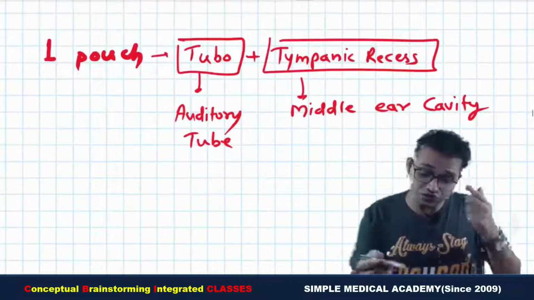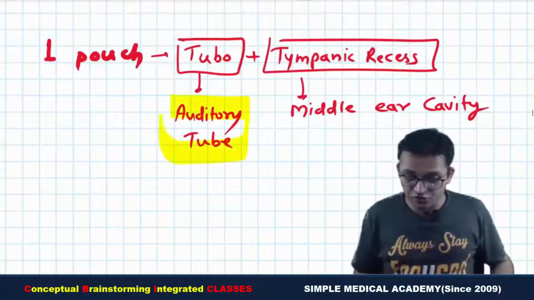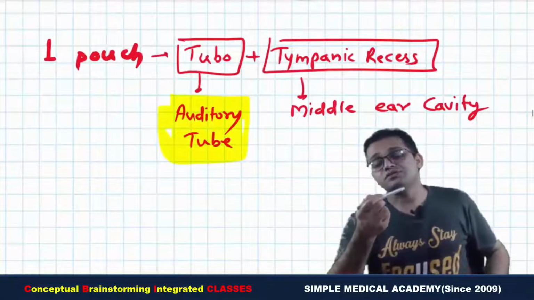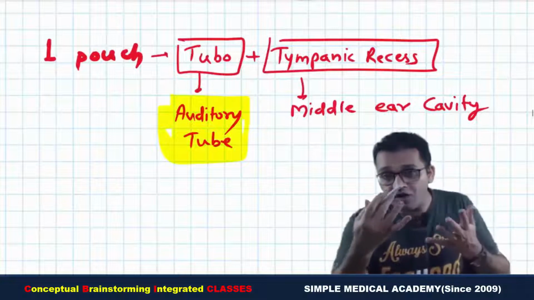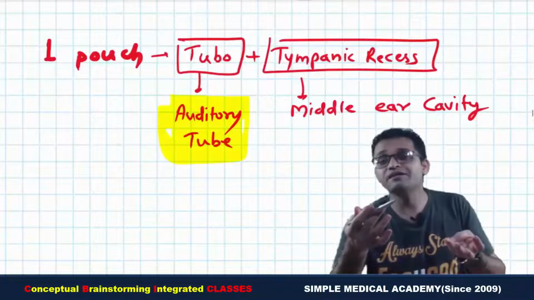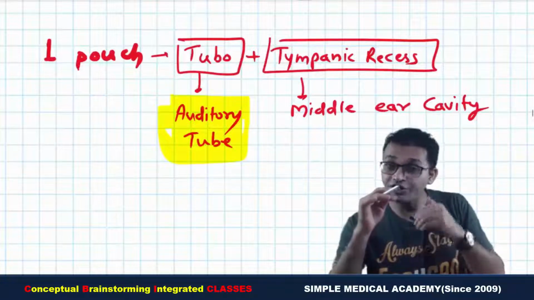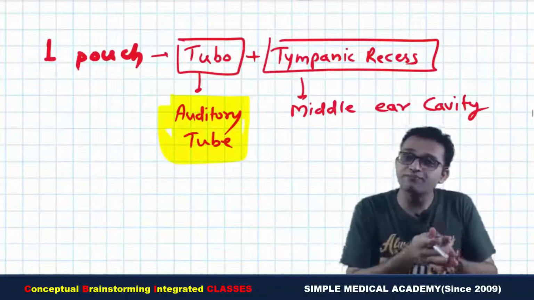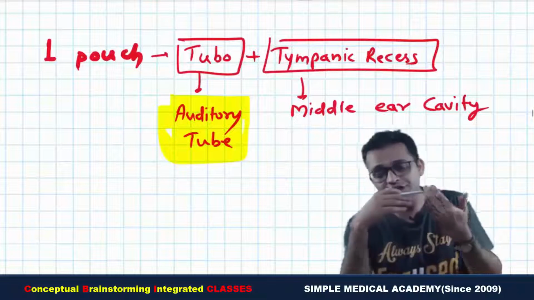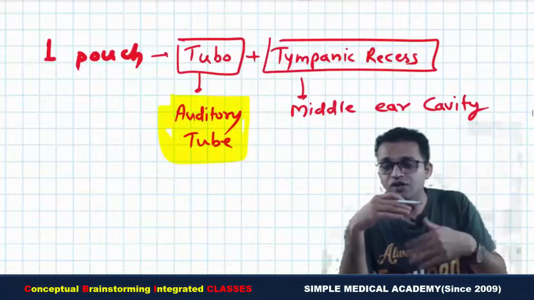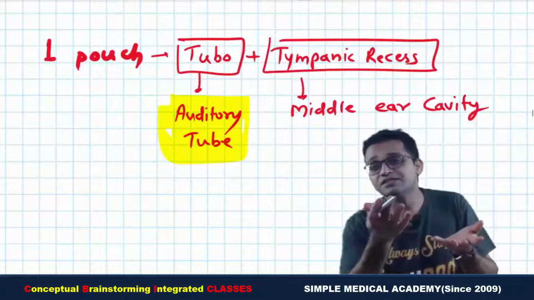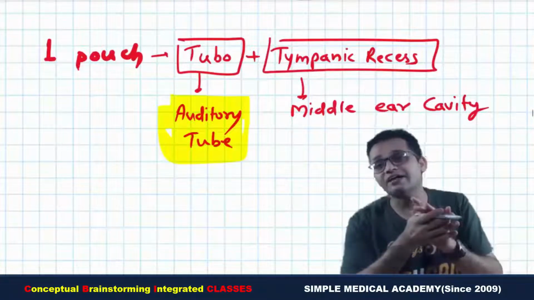If an MCQ is asked that the auditory tube is lined by which type of epithelium, which type of germ cell layer: ectoderm, endoderm or mesoderm. So can you see here? Yes, because it is the auditory tube which is developed by the pouch, and the pouch is endodermal. So definitely the auditory tube is lined by endoderm. Yes, the tympanic recess, again the middle ear cavity, is lined by the endoderm.